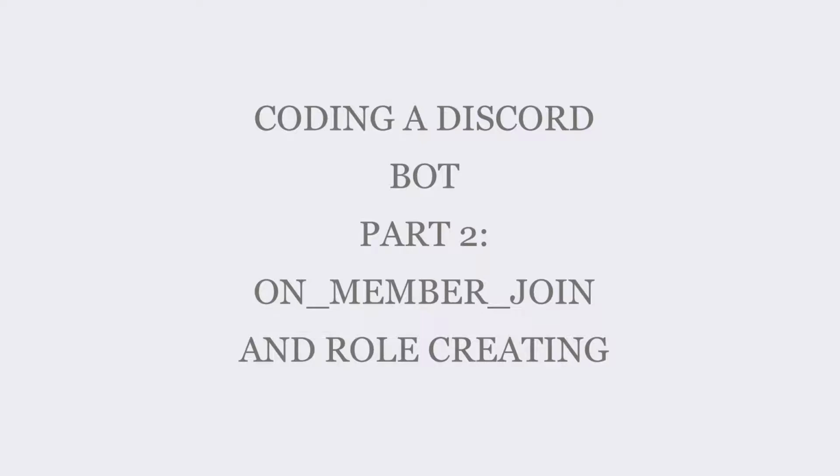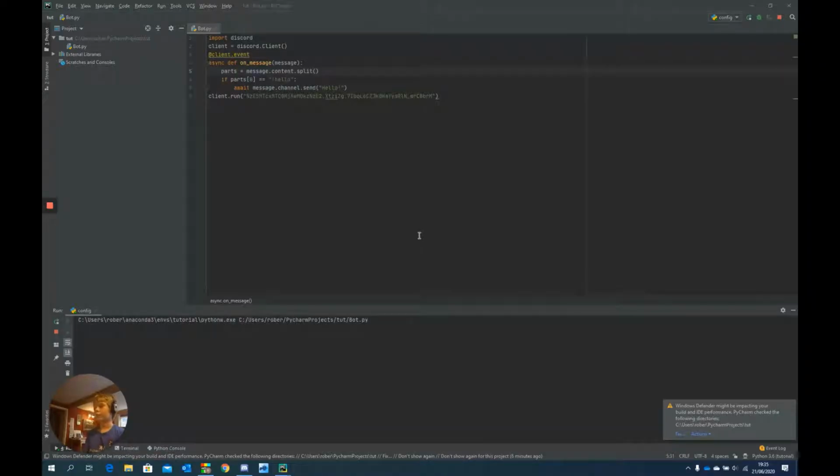What's up guys, this is the second video in this series in which I'm going to be teaching you how to code a good Discord bot. Today I'll be teaching you how to do a role creating function. This is relatively simple, and if I get to it then I'll make an onMemberJoin function that will send a message to a channel when a member joins the guild.